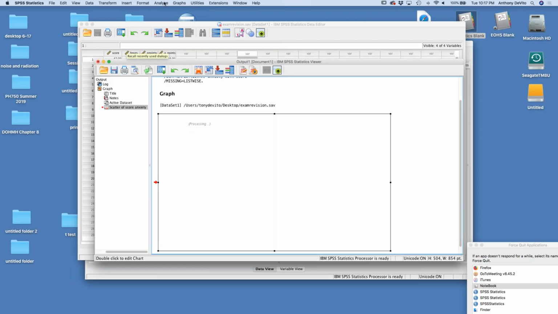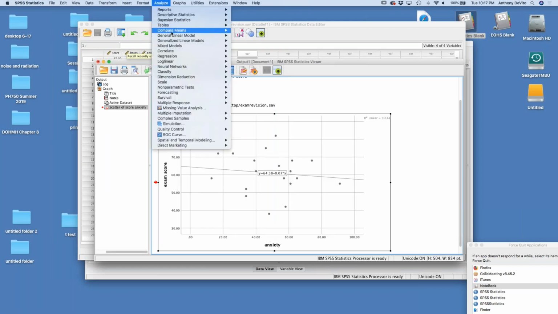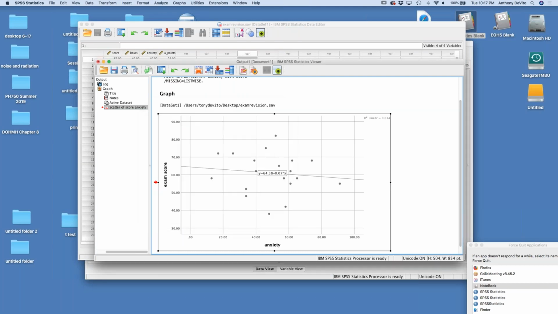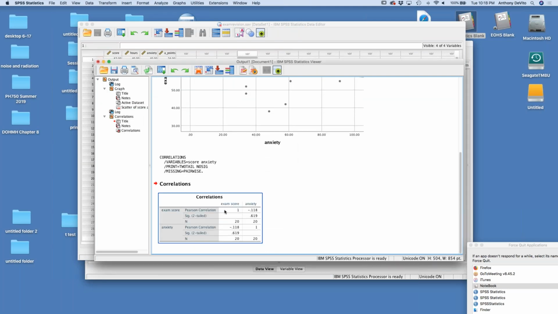Okay, let's actually do a correlation. Analyze, correlate, bivariate. I'm going to move in there exam score and anxiety, and let's calculate the Pearson's R value. Remember, our null hypothesis is R equal to 0. Let's see what we got. Just like that graph, it shows a slight negative correlation, negative 0.118. Is it statistically significant? Oh no, it's not less than 0.05, so I failed to reject the null hypothesis. So in fact, I don't know that there is an association at all here.